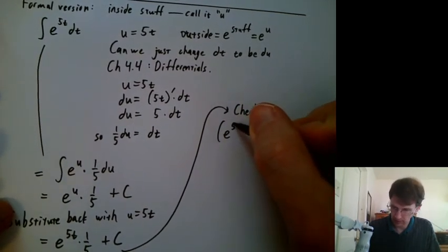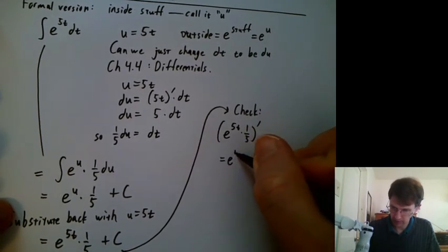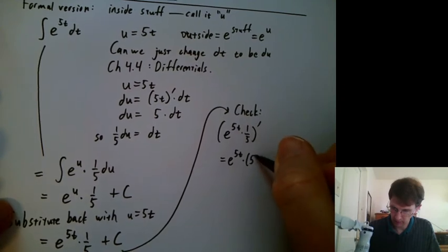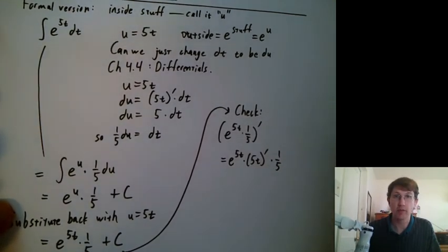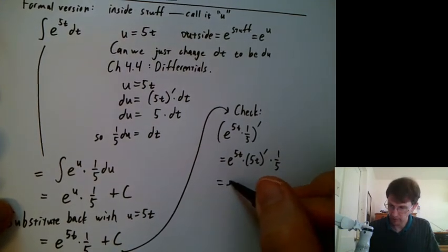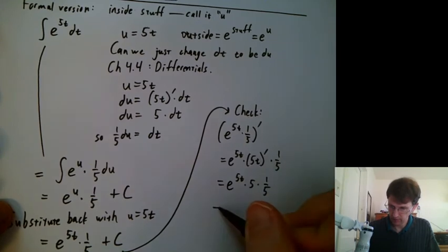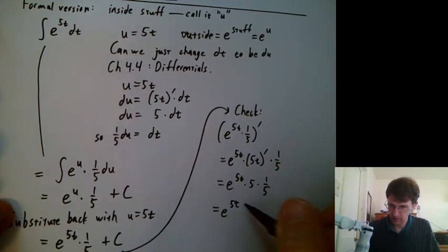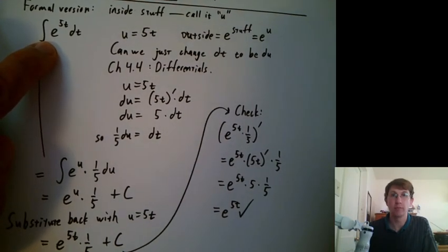What is the derivative of e to the 5t times 1/5? That's e to the 5t times the derivative of 5t for the chain rule, times 1/5 for the constant multiplier rule. So we get e to the 5t times 5 times 1/5, or just e to the 5t, which is what we were integrating initially. So we're good.